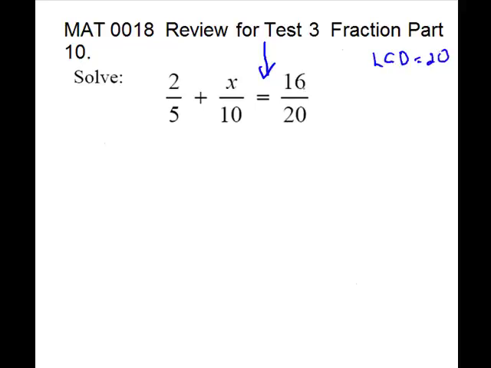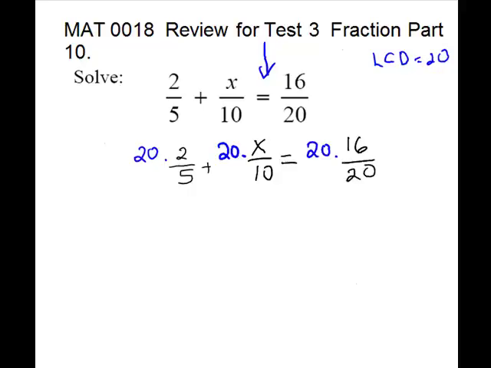We're going to multiply everything on 20. Remember, we're going to put it on the top. So 20 times 2/5 plus 20 times x over 10. Bring your equals straight down. Multiply by 20 on this one also. 20 times 16 over 20.